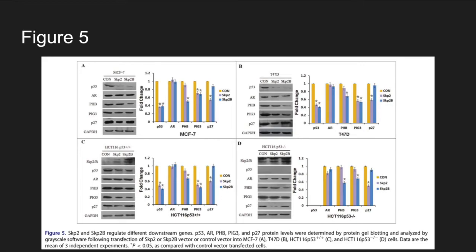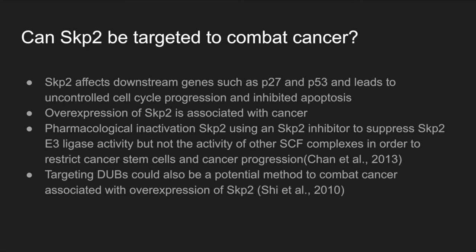SKP2 and SKP2B also affected the expression of P53 inducible gene 3, PIG3, which is a downstream target of P53, by decreasing P53 and PIG3 levels. Low levels of these can lead to uncontrolled cell cycle progression. SKP2 did this by suppressing P53 and inhibiting PIG3 apoptosis, while SKP2B attenuated the function of PIG3 by inhibiting prohibitin, a substrate of SKP2B. Our question now is, can SKP2 be targeted to combat cancer?